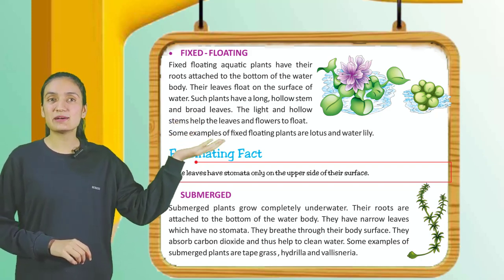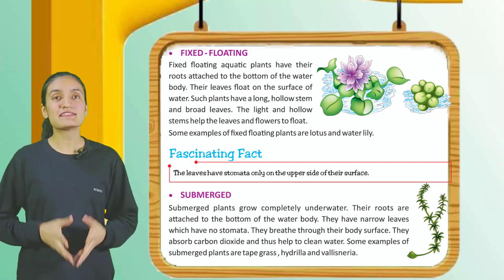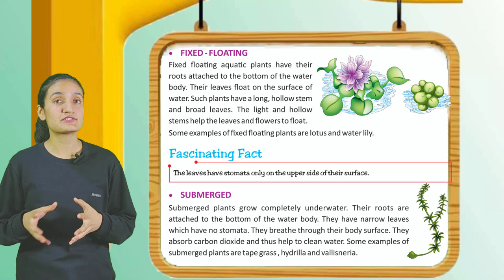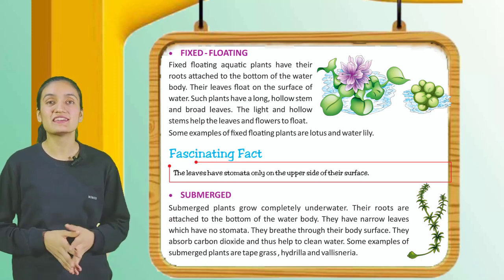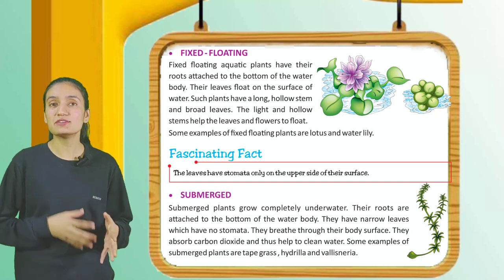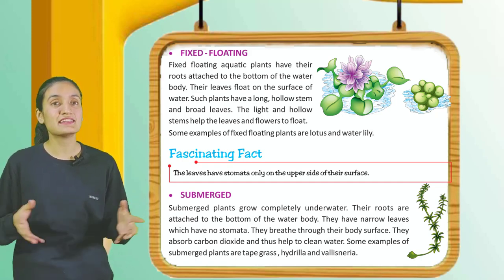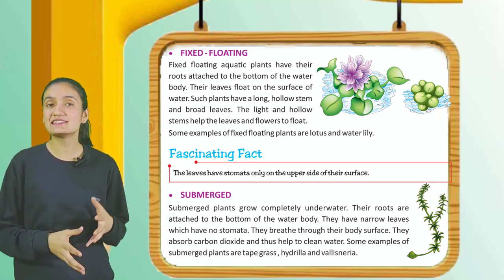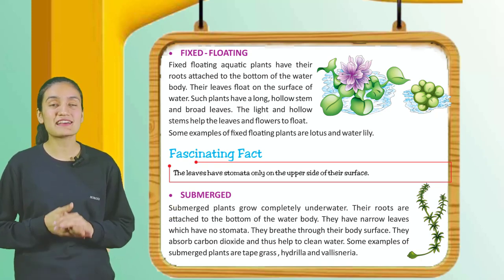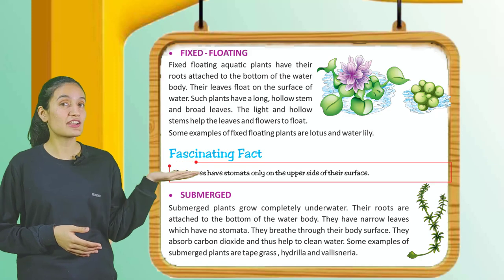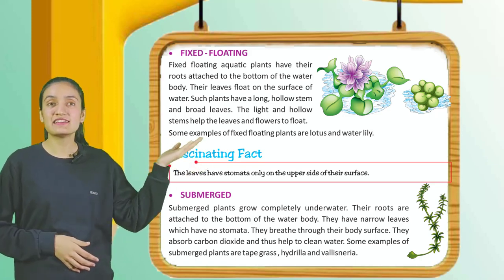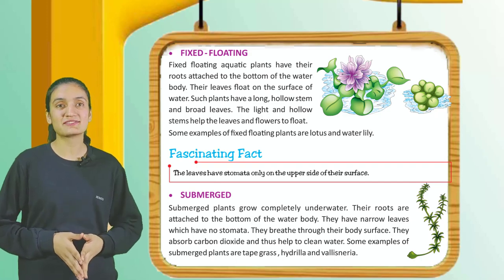Now next is submerged. Submerged plants grow completely underwater. Their roots are attached to the bottom of the water body. They have narrow leaves which have no stomata. They breathe through their body surface. They absorb carbon dioxide and thus help to clean water. Some examples of submerged plants are tape grass, hydrilla and Vallisneria. You can see in this picture, it is a submerged plant.